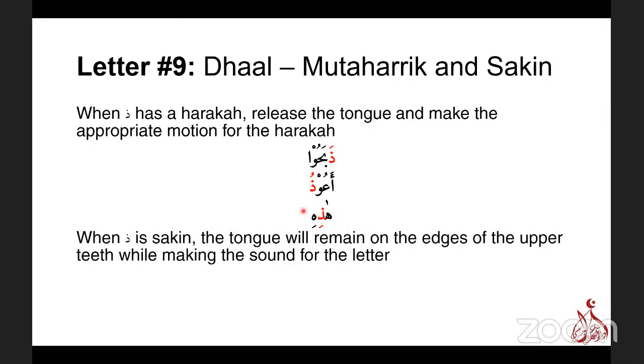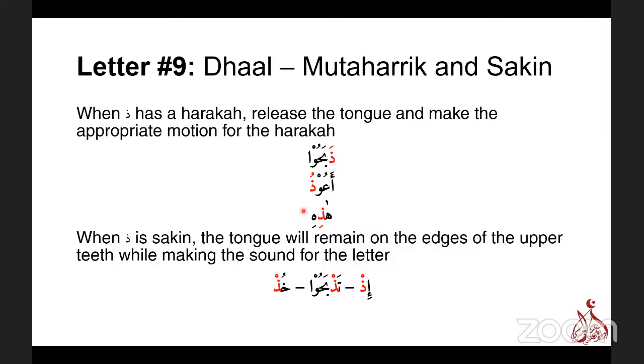When that is sakin, the tongue is going to remain on the edges of the upper teeth. You're going to keep it in that exact area when you're pronouncing a Dhaal that is sakin. For example, idh. So it stays there. Idh, wa idh qala. Or the next word with the fatha before it is tadhbahu. So it stays there. Tadhbahu. I'm stretching it. You're not supposed to stretch it, but just for the example. And then with the dhamma before the Dhaal, khudh. So idh, tadh, khudh. The Dhaal stays in that place.